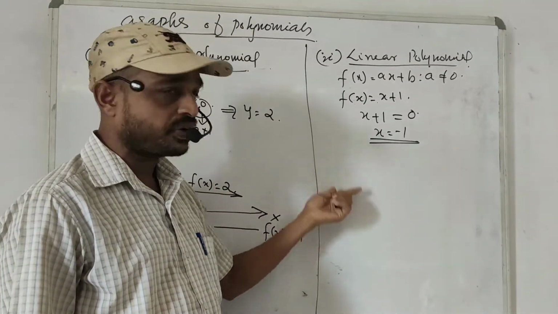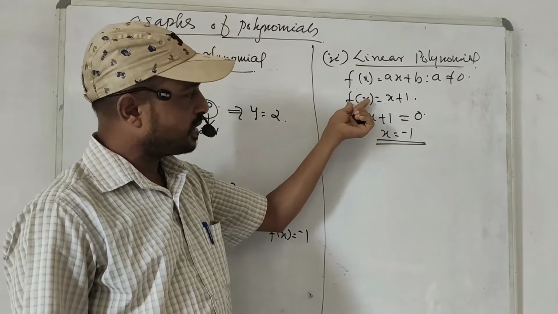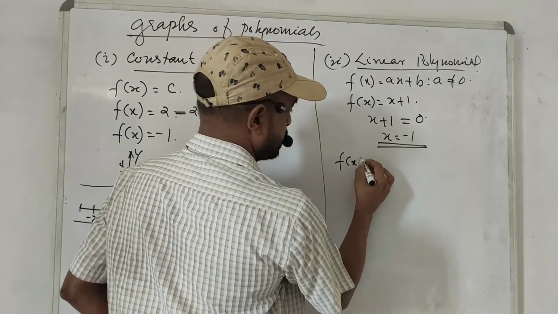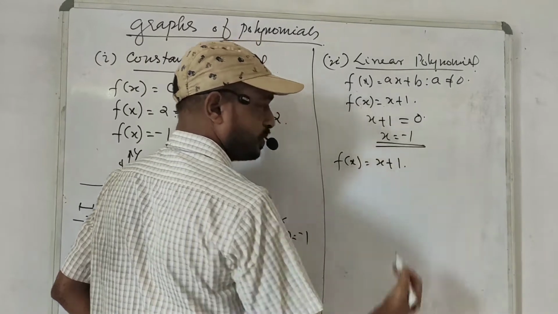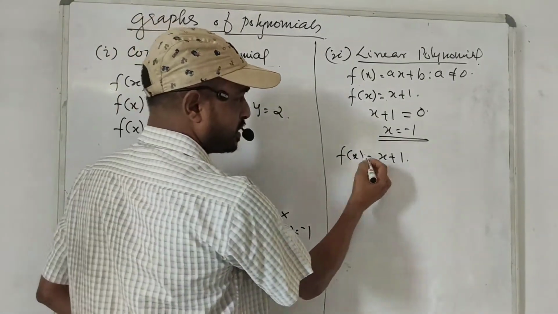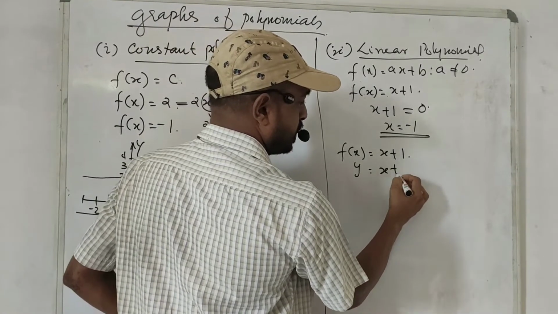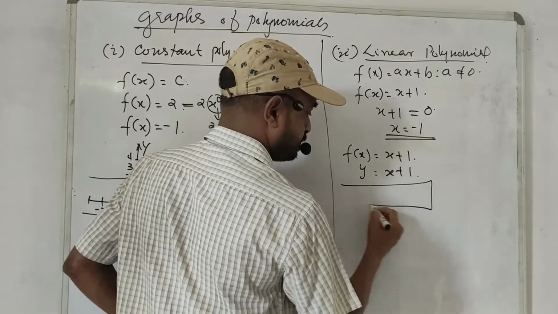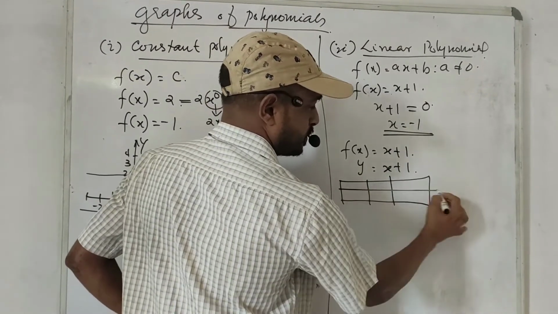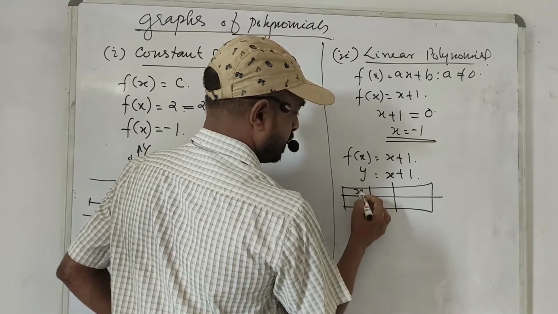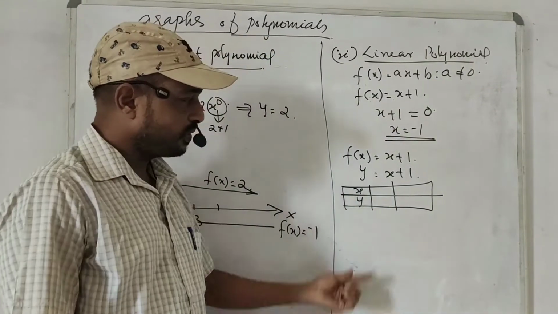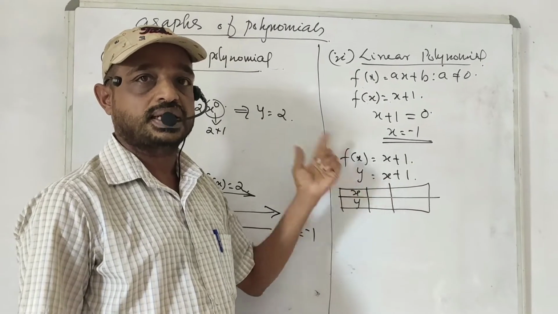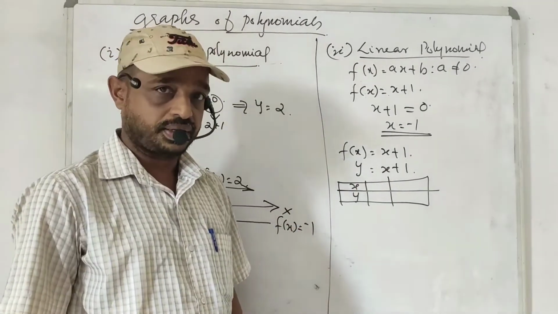Now let us try to verify it graphically. For that, let us draw the graph of f of x is equal to x plus 1. How will you draw the graph? We know that f of x is nothing but y. y is equal to x plus 1. To draw the graph, just give any value for x and then find out the corresponding value for y.